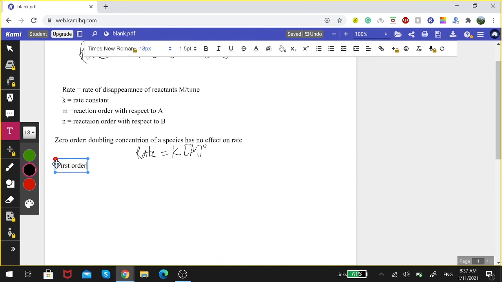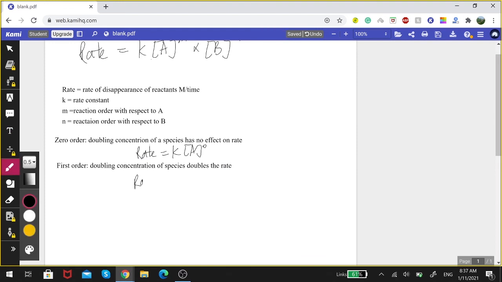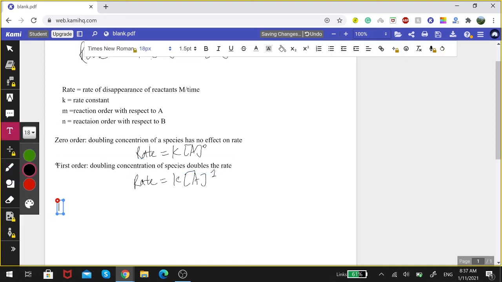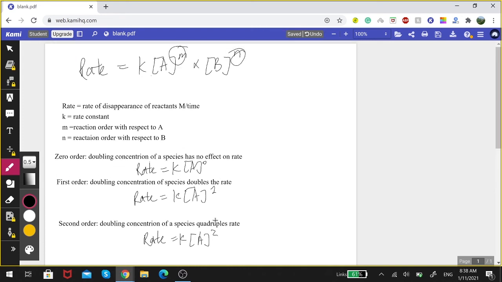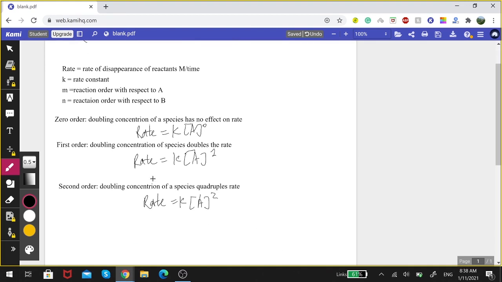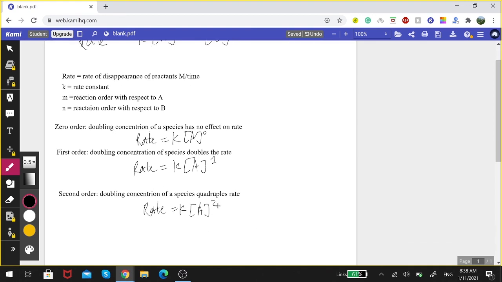Next, our first order, where doubling concentration doubles the rate. And this can be written as rate equals K times concentration of A to the 1st power. Finally, we have second order, where doubling concentration quadruples the rate. And this can be written as rate is equal to K times A to the 2nd power. And this is what M and N are. So if M is 2, that means it is second order with respect to A.